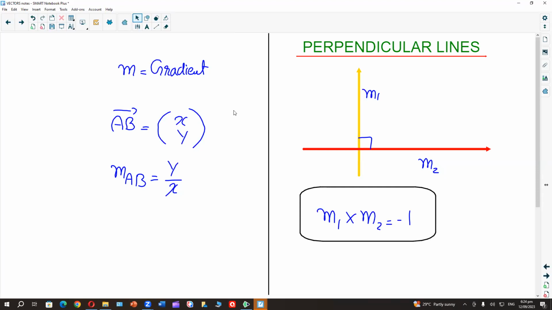Remember, a vector can be converted to gradient like this. A vector can be converted into gradient by just flipping. Yes, by just flipping the vector. You have to copy this screen.